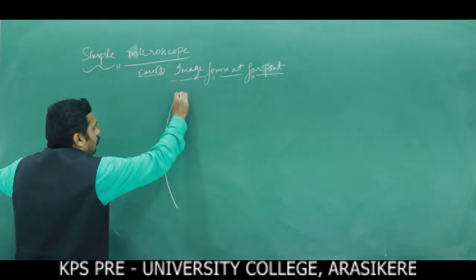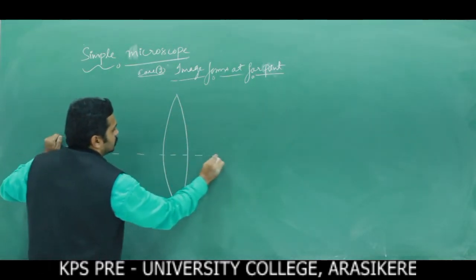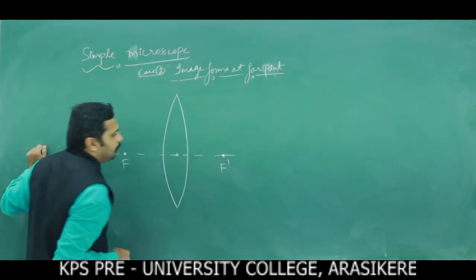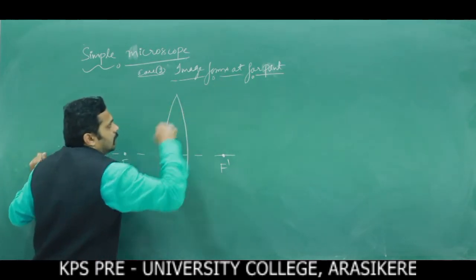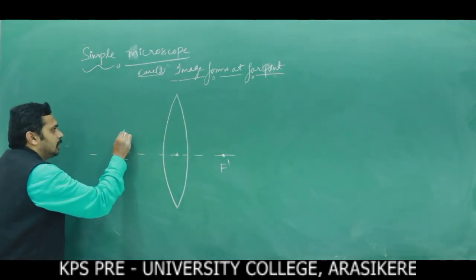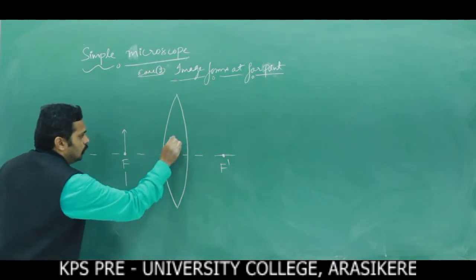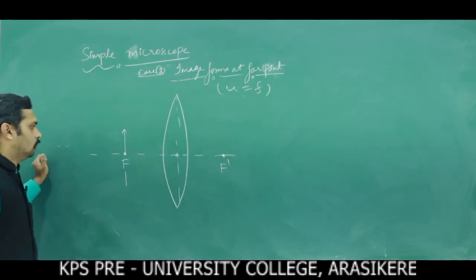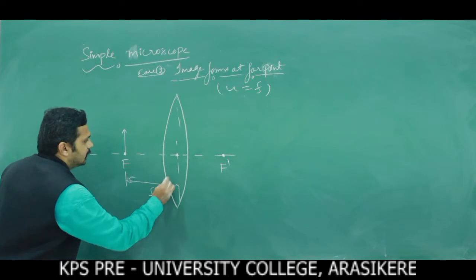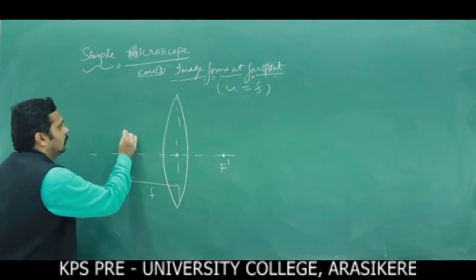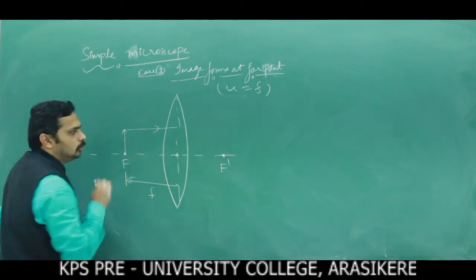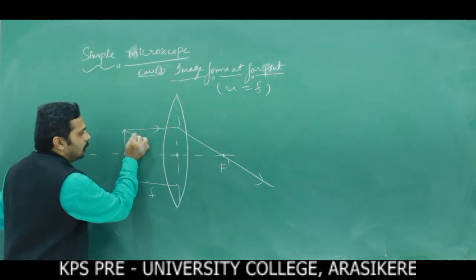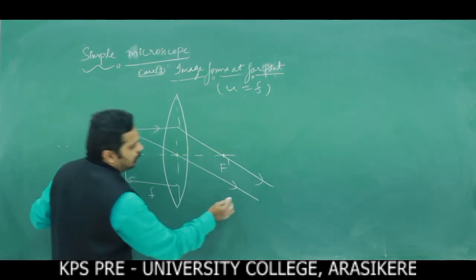Look at here. This is the convex lens, a simple microscope. Here these are the two foci, or two focus points. Now to get the image at far point, you have to place the object at focus, meaning u is equal to f. It is very important: object distance is equal to focal length. The distance between optic center and focus is called focal length. Now from the object, the ray parallel to the principal axis passes through the focus on that side. Now from the object, the ray passing through the optic center goes as it is.